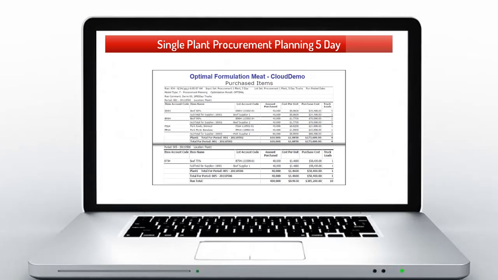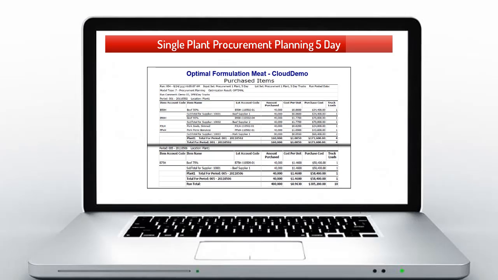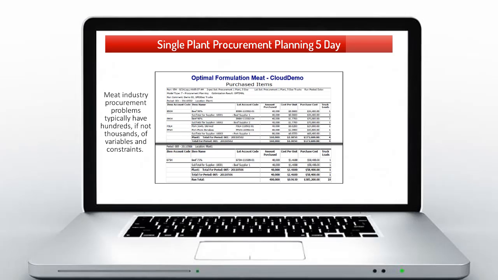The Purchased Items Report presents the weight of the purchases, the total purchase costs, and the cost per pound. Optimal Formulation enables entering data for the truckload quantity and optimizing to full truckloads of the ingredients purchased.